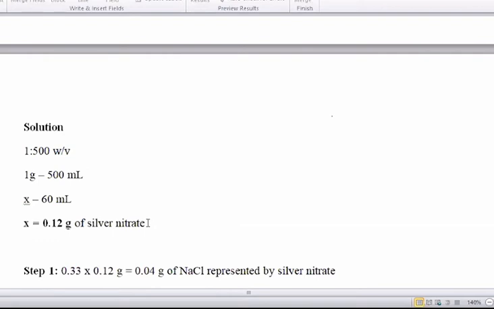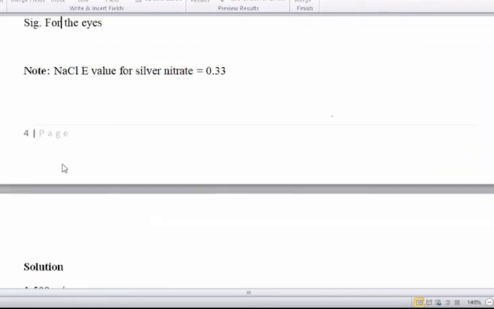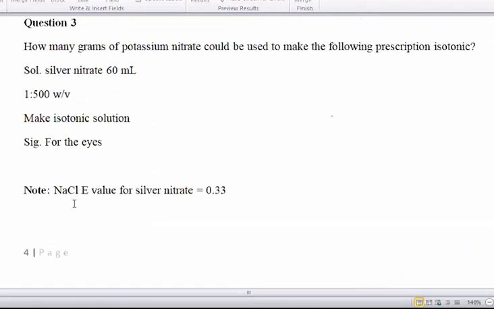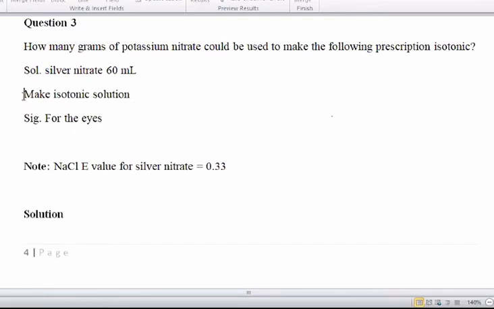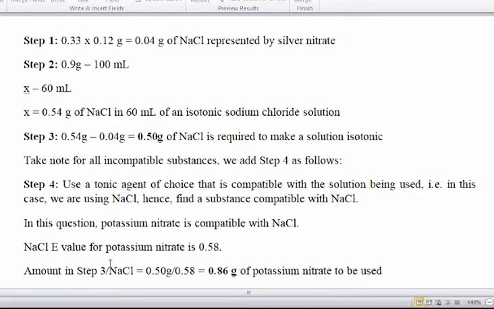0.12 grams of silver nitrate. So if you look at this, the 0.12, it's the same as getting this 0.12, it's the same as removing this, right? Removing this and just saying you remove this, three, divide by sodium chloride E value for that substance.